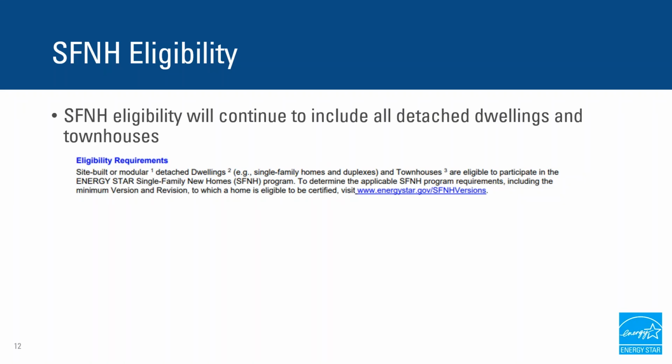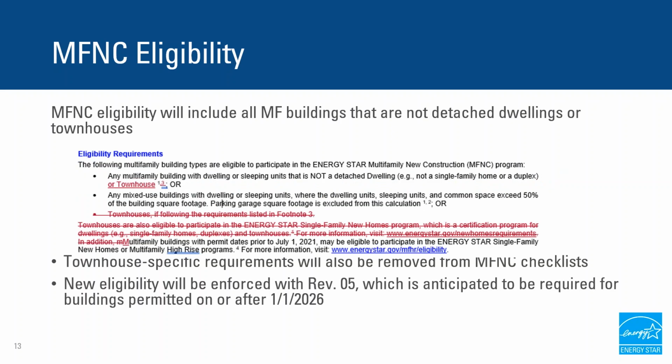Thank you. Okay. So we're proposing that single family eligibility will stay the same and continue to include all detached dwellings and townhouses. And multifamily new construction eligibility will include all multifamily buildings that are not detached dwellings or townhouses. And this will allow us to remove the townhouse specific requirements from the multifamily new construction checklist. And this eligibility would be enforced with revision 5, which we anticipate to be required for buildings permitted on or after January 1st, 2026.